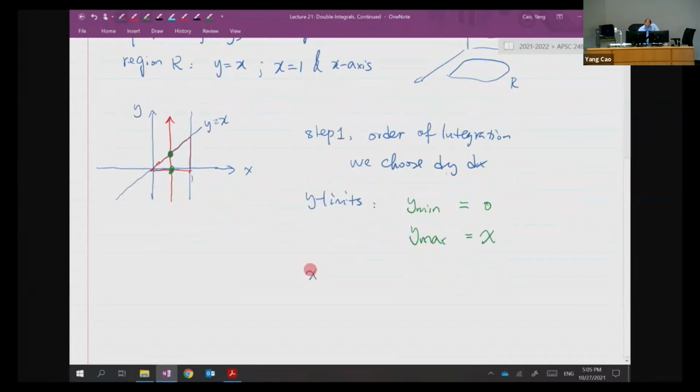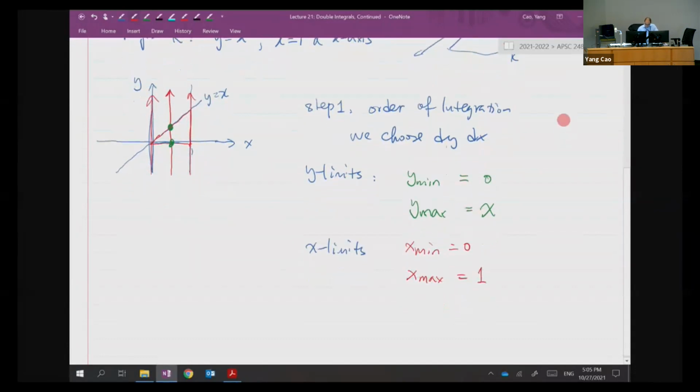And then the x limit. You move or scan this arrow line from the left to the right and find the two edges of the given region R. The locations of the two edges determine your x min and x max. One edge is over here, so x min is 0, and the other edge is on this side, which is 1. That gives you the limits for x and y.